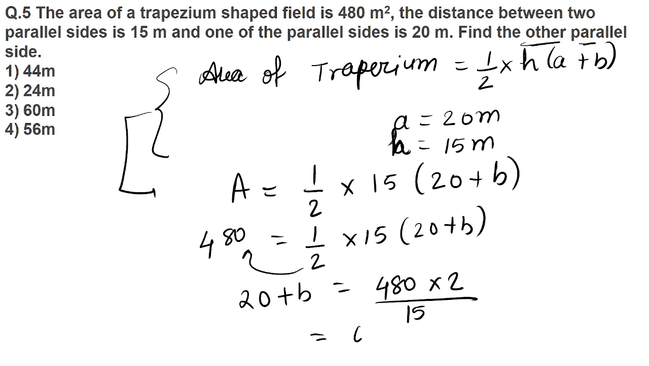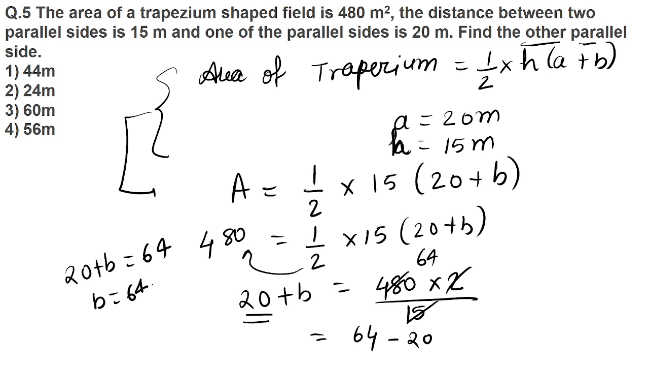This will give me 64 minus 20. What I have done, this value will give me a total equal to 64. Okay, so 20 plus b is equal to 64. So b will be equal to how much? 64 minus 20. We will get the value of b that is equal to 44 meter. So 44 meter, option number A is the correct answer for my given question.